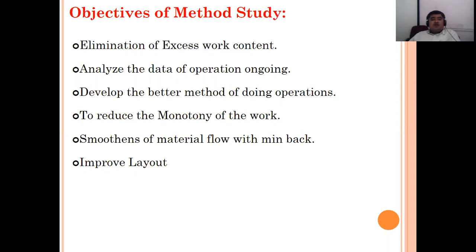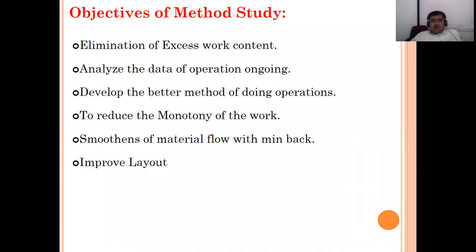Analyze the data of the ongoing production. You can analyze the data on which operations are going on. Let's say turning operations: in 2 hours, this many turning jobs are prepared. But drilling requires a little more time, and the drilling machines are not producing as many products as turning. So for 60 minutes, 10 jobs are produced, for another 60 minutes, 20 jobs are produced, but for the drilling machine, in the same 60 minutes, 5 jobs are produced. Such data we can analyze very easily.